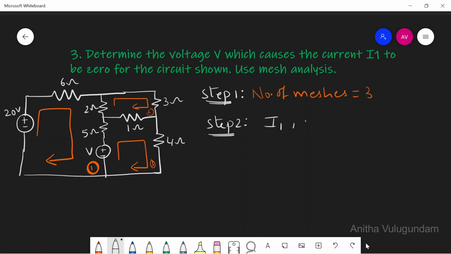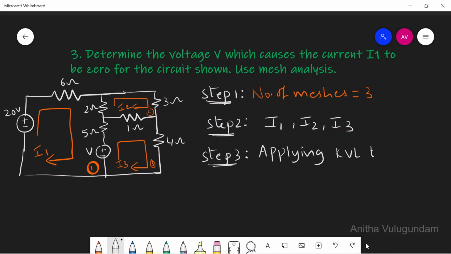Next, step 2, assign mesh currents. I would like to assign the mesh currents as I1, I2, and this is I3. And step 3 is applying the KVL equation to each and every mesh. So let us start. Applying KVL to loop 1.